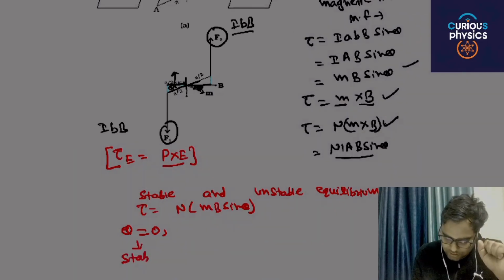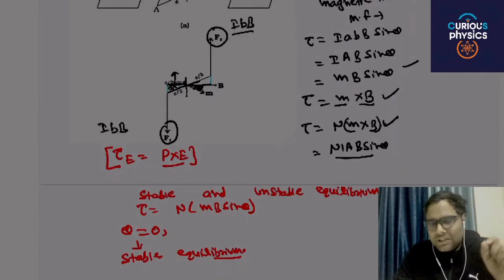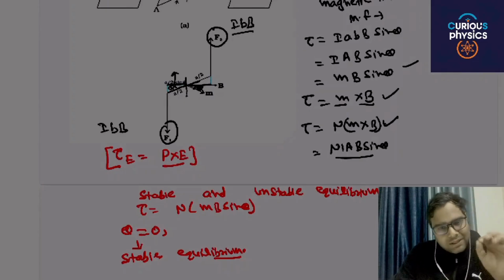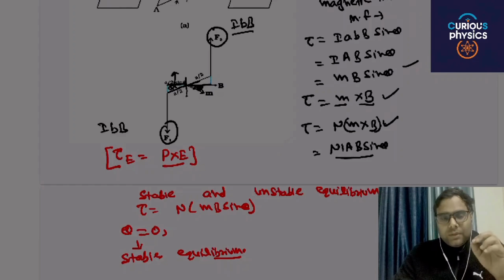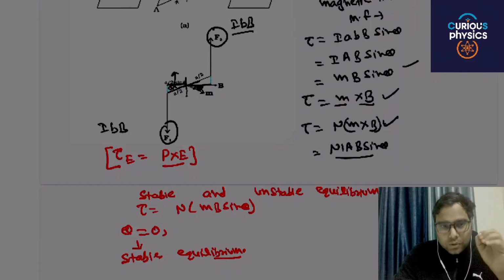What is the meaning of stable equilibrium? Equilibrium means the condition when the torque is zero in this particular loop. When theta is equal to 0, the torque is zero, and F net is already zero. When theta is equal to 180, the torque is also 0. So the equilibrium condition is when there is no torque.